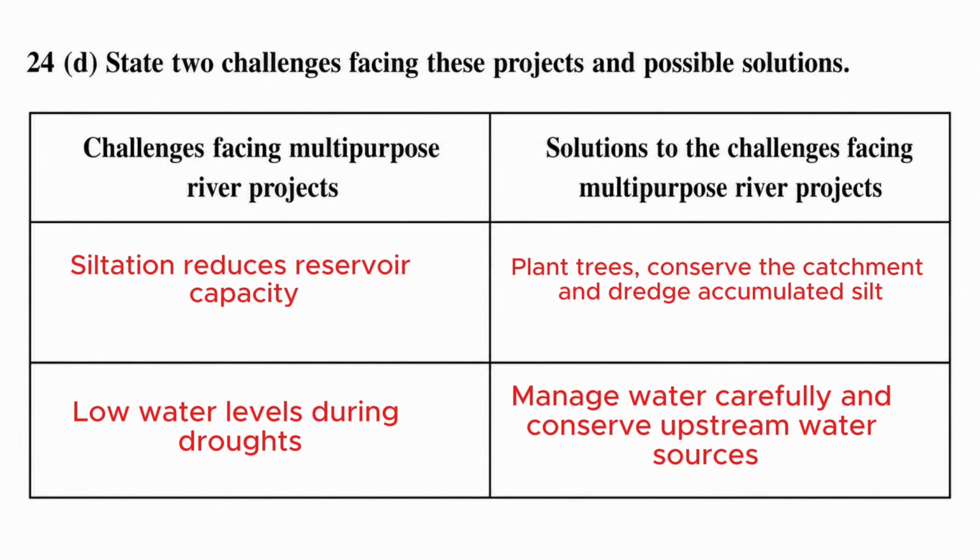You see, those are the two main challenges, and you can also talk about displacement of residents, and we can deal with it by compensating and resettling the affected people. We can also talk about high construction and maintenance costs, but we can deal with it by providing adequate funding and also ensuring regular maintenance by the government or the community. We are done with question 24. We go to question number 25.